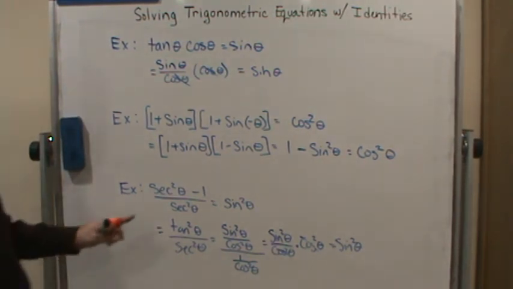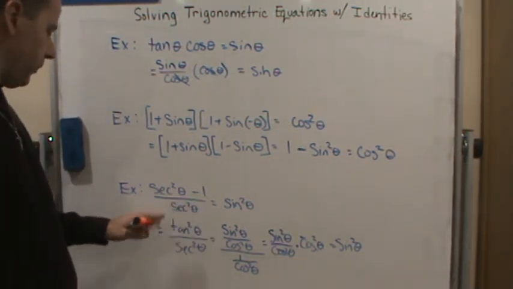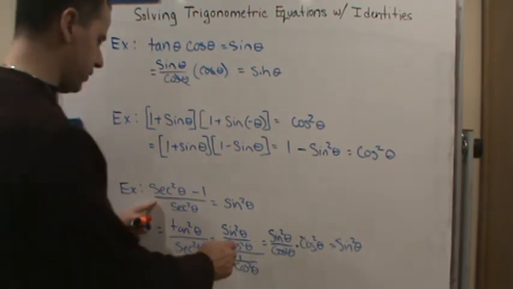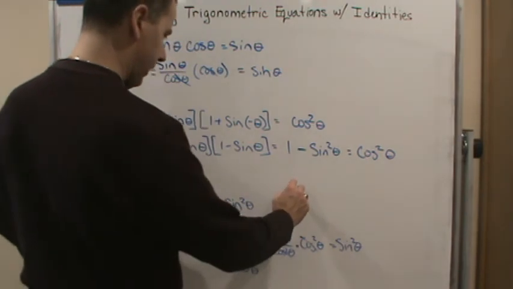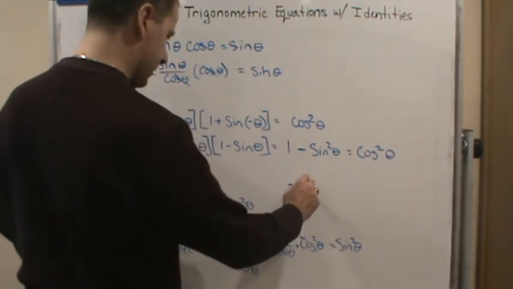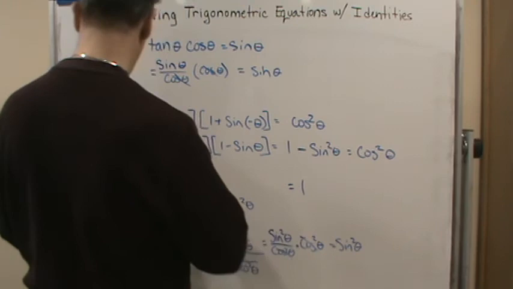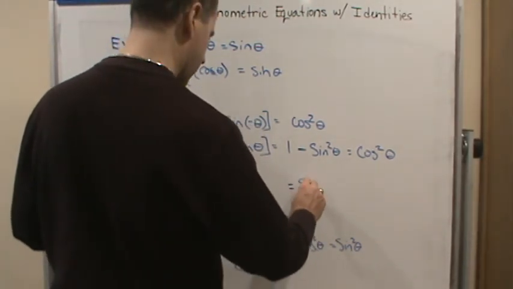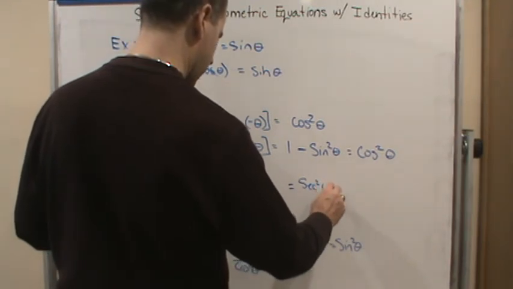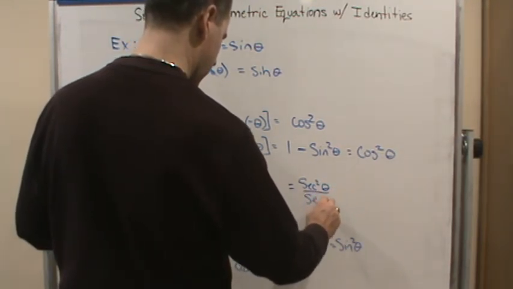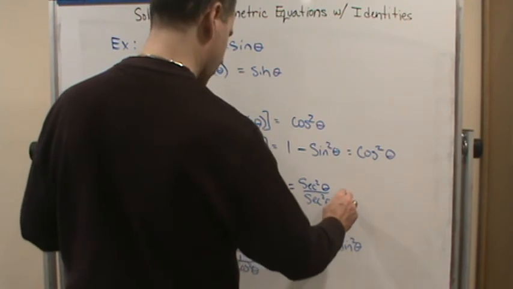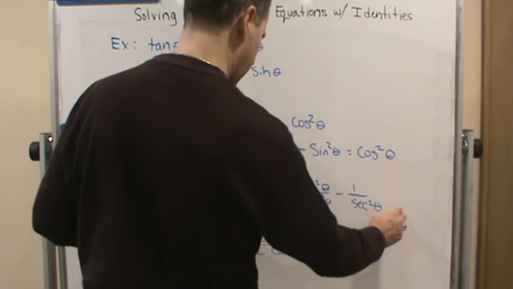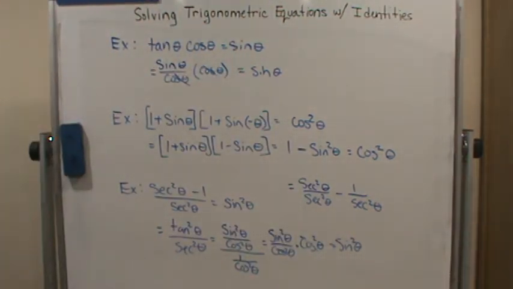Now the other way of doing this is we could split this up into 2 fractions, right? So we could write this as 2 separate fractions, and I'm just going to write it right here. Let me do it as an intermediate step. So this would be secant squared theta over secant squared theta minus 1 over secant squared theta. So we could have done that, right?